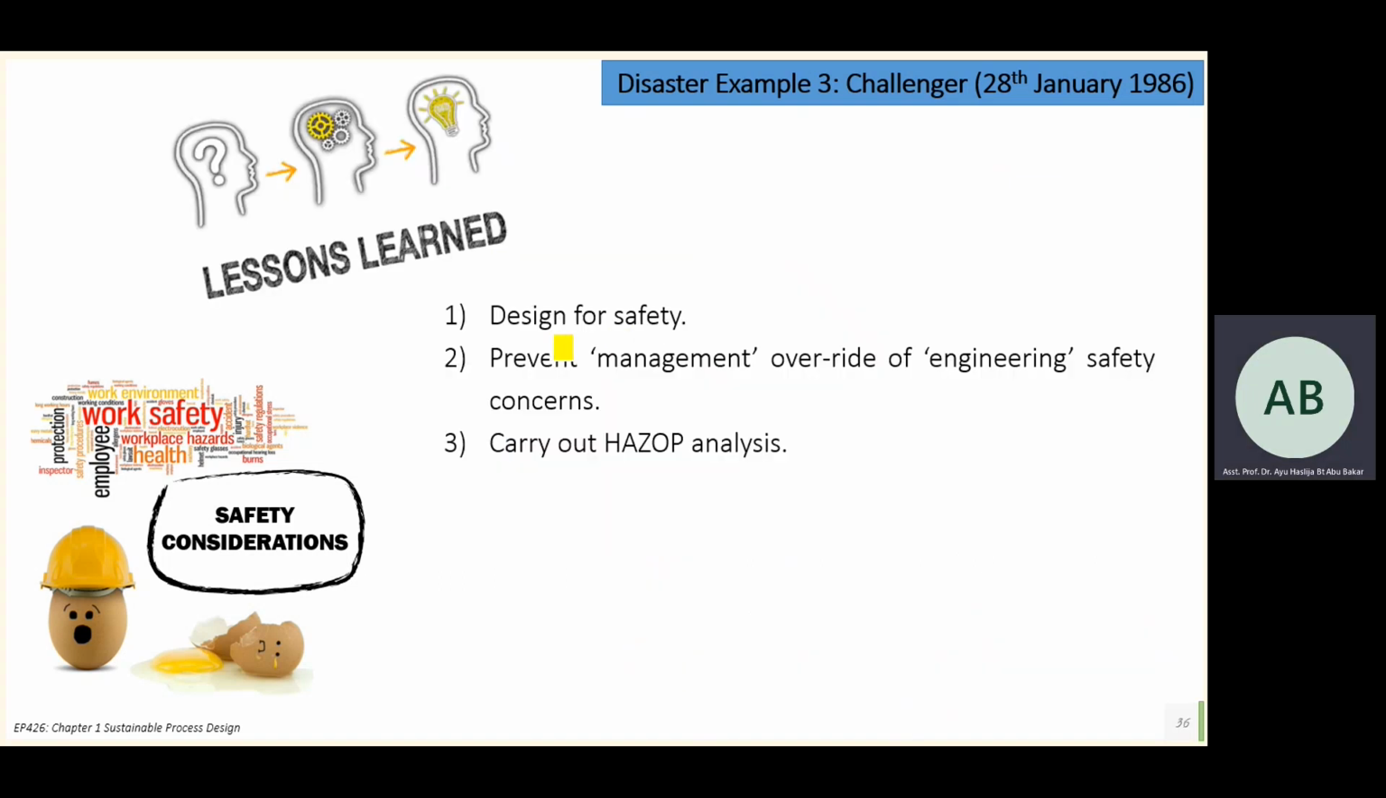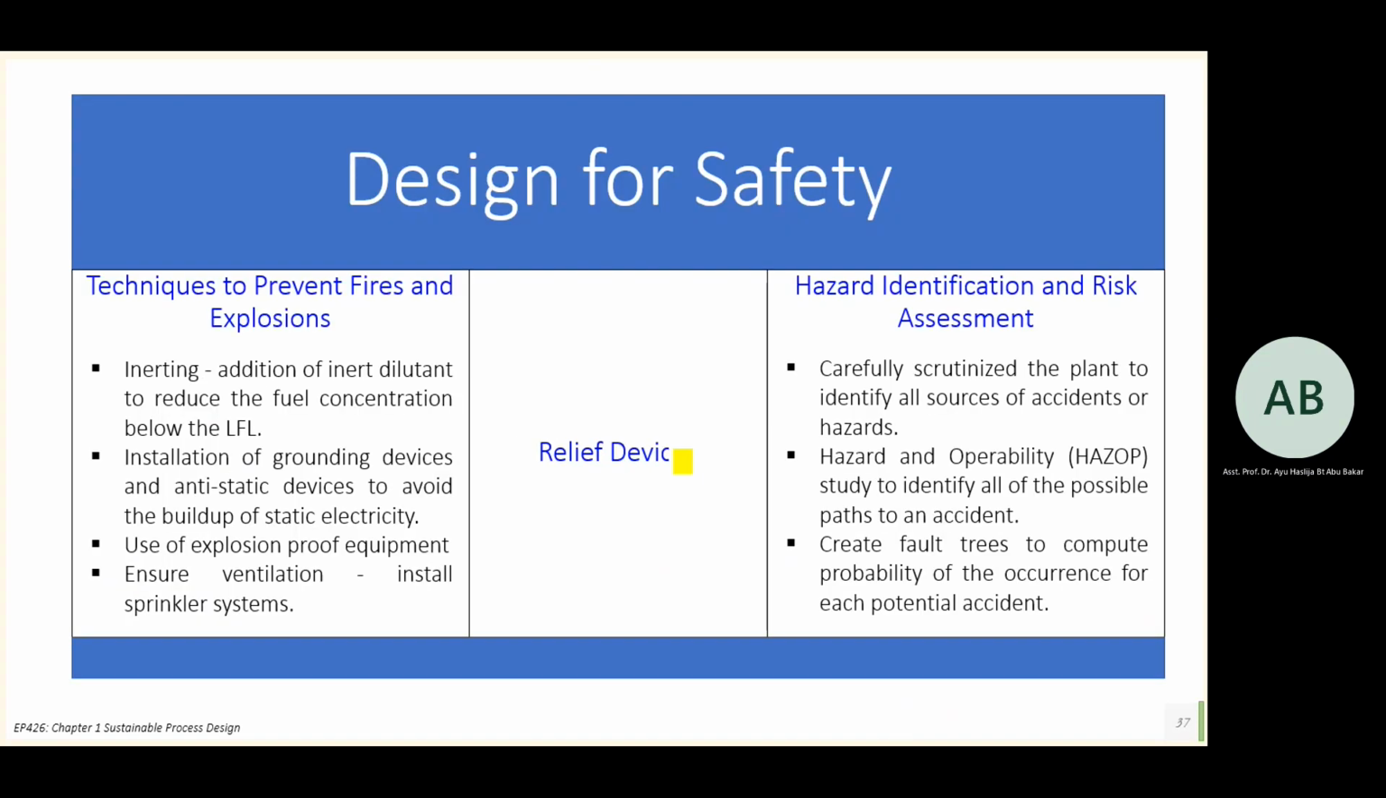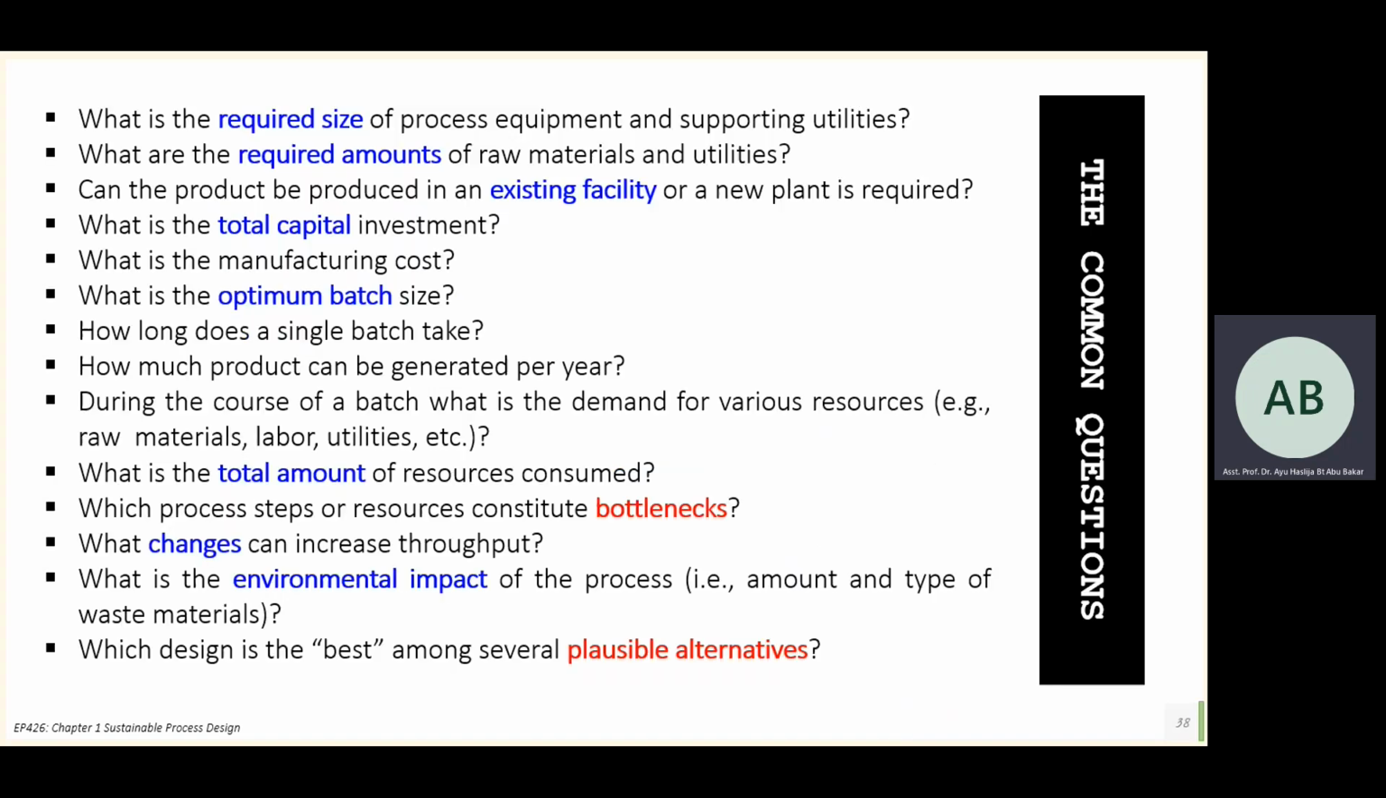Okay, so the lesson learned, design for safety, prevent management override. Certain management, they don't bother on the maintenance thing, and they are not willing to support on maintenance because they say it didn't bring any profit to them. Okay, then of course carry out a hazard analysis. Okay, so these are the design for safety. Can read through.